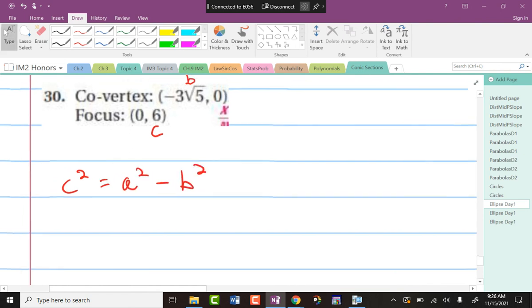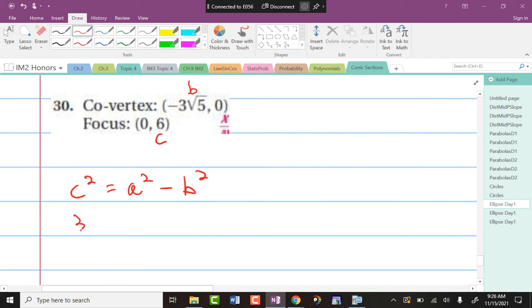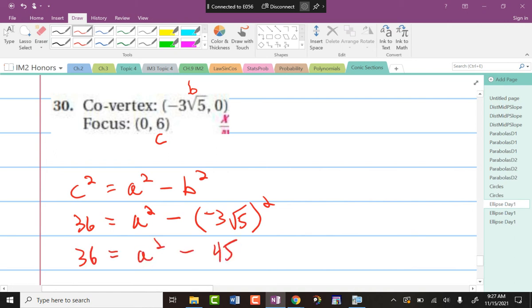C must be smaller than A. So it's 6 squared, which is 36, equals A squared minus, okay. You plug this in, first of all, a negative squared is a positive. I'm sick of that mistake. Number 2, 3 squared is 9. Root 5 squared is 5. What's 9 times 5, everybody? 45. Know how to square a product: you square both parts of the product. So that's how you get 45.